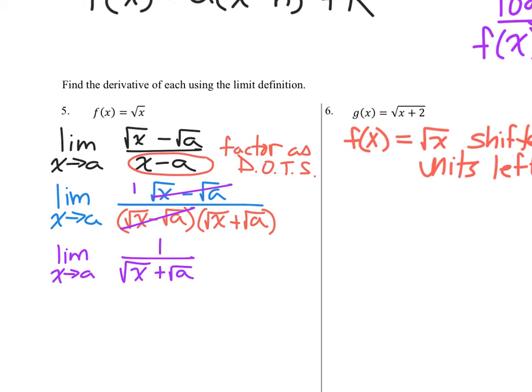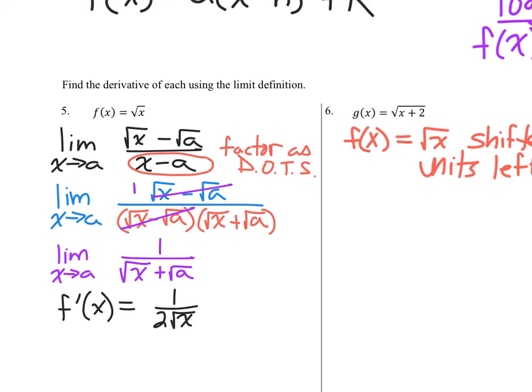Anyway, once you get down to this step, now it's just a plug and chug kind of deal, and we get f prime of x would be equal to 1 over, well, I'm going to have an root x and another root x added together. So I have two of those root x's that I meant to say. So that's what our derivative would be.